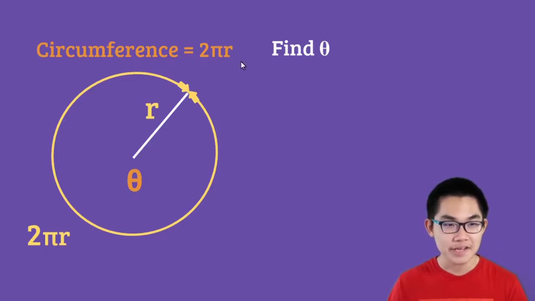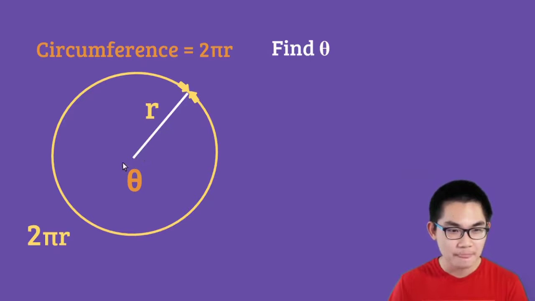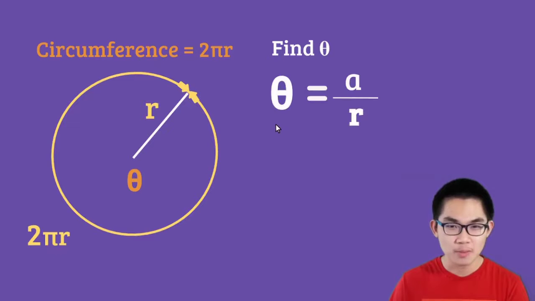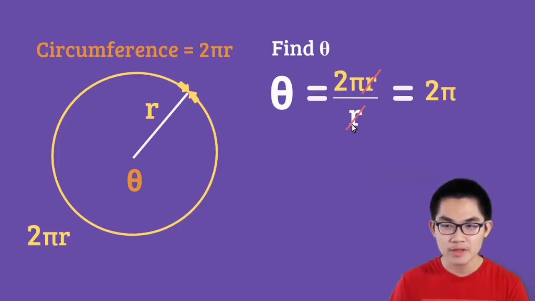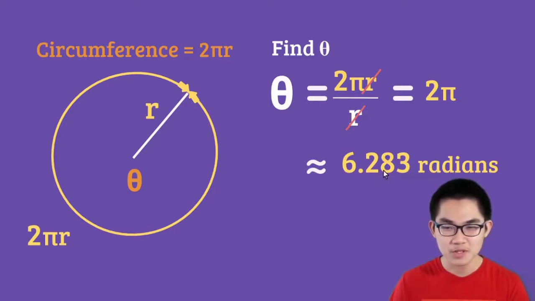In this diagram, the arc length covers the entire circle, and so we know that the arc length is equal to the circumference. And we also know that the radius is r, but we don't know how long it is. And so can we still find the angle theta, which is inside the circle? The answer is yes. And so using the formula, we take a divided by r, and since a is the circumference, which is 2 pi r, then we just substitute it in there. And so the next step is to cancel out the r, or the radius, and we are left with 2 pi radians. So 2 pi radians is approximately 6.283.